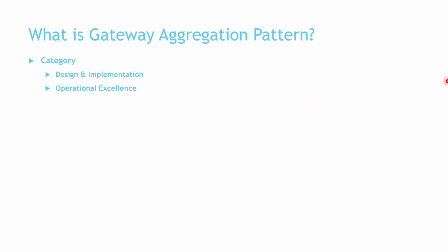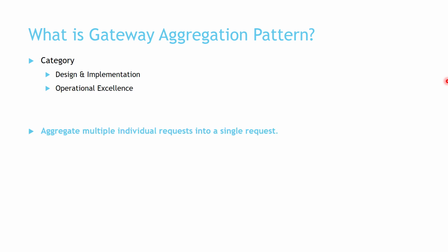Gateway Aggregation Pattern fits under two categories of cloud design patterns: design and implementation, and operational excellence. As the name suggests, Gateway Aggregation Pattern tries to aggregate multiple individual requests into one single request.